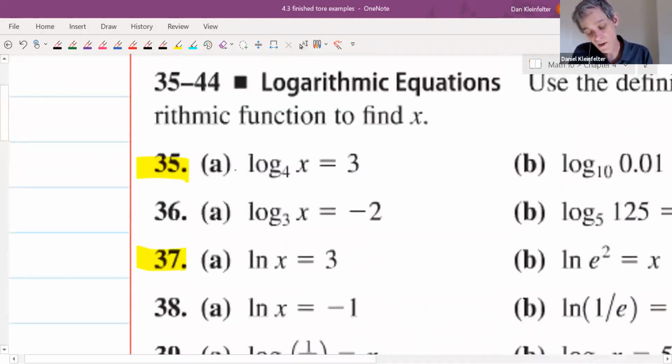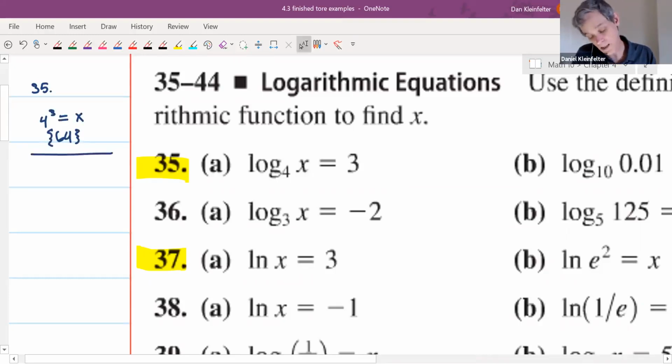All right, so we're going to try 35 here. 35 says the base 4 logarithm of x is equal to 3. Rewriting that in exponential form, that would say 4 cubed is equal to x. And 4 cubed is 64, right? So 64 would be our final answer.